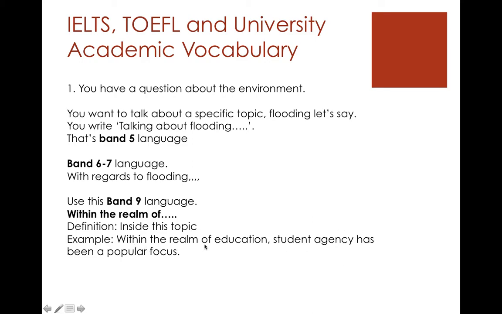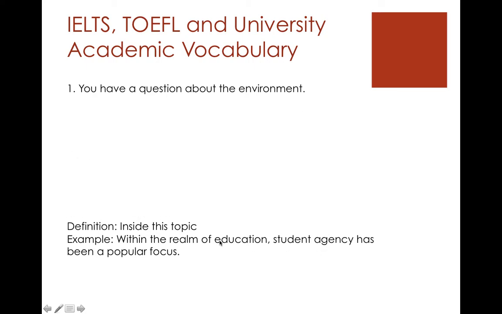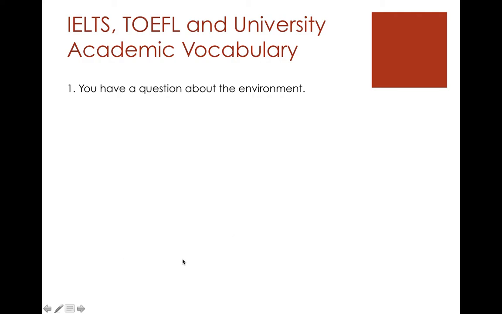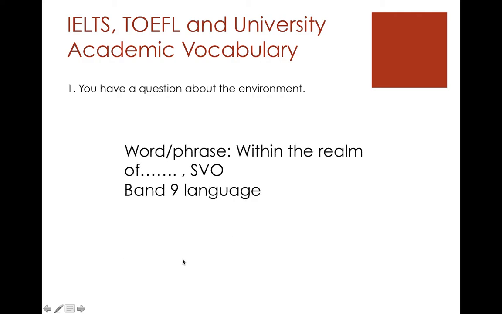So we have "within the realm of education," comma, a standard phrase you can use on an essay, and then subject and a verb and an object, and in this case, student agency. Students can learn how they want to learn. All super useful for getting a 9. So the phrase is "within the realm of," comma, subject, verb, object.